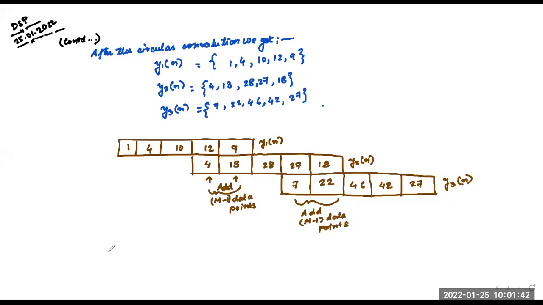So what will be the answer now? y of n will be equal to 1, 4, 10, 16, 22, 28, 34, 40, 46, 42, 27.